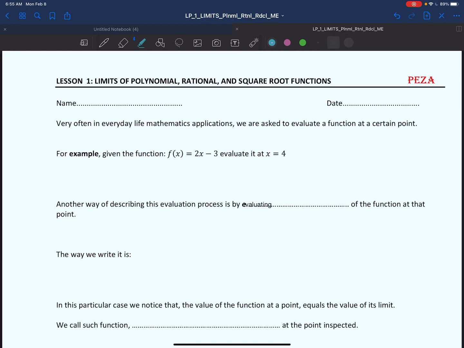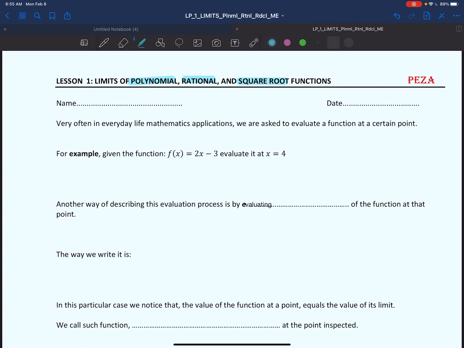Hello and welcome. In today's lesson, we'll talk about the limits of polynomial, rational, and square root functions. This lesson has been prepared for students who are taking the Calculus and Vectors course, and we are on the unit of limits, lesson 1.